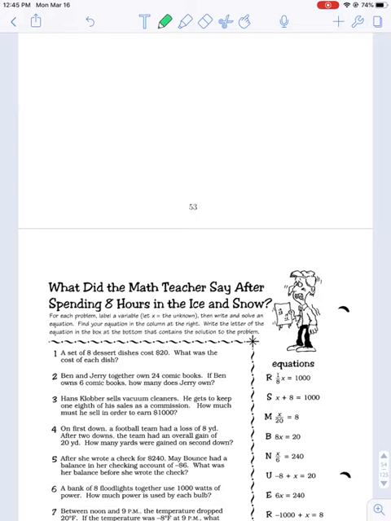Hey everyone, today we're going to be talking about QRLESS and reviewing how to solve word problems with that. We're going to be focusing on the first 5 problems on this page.